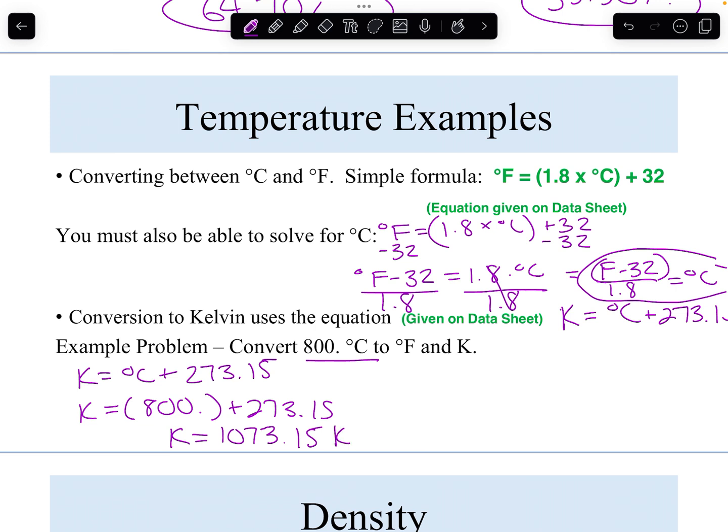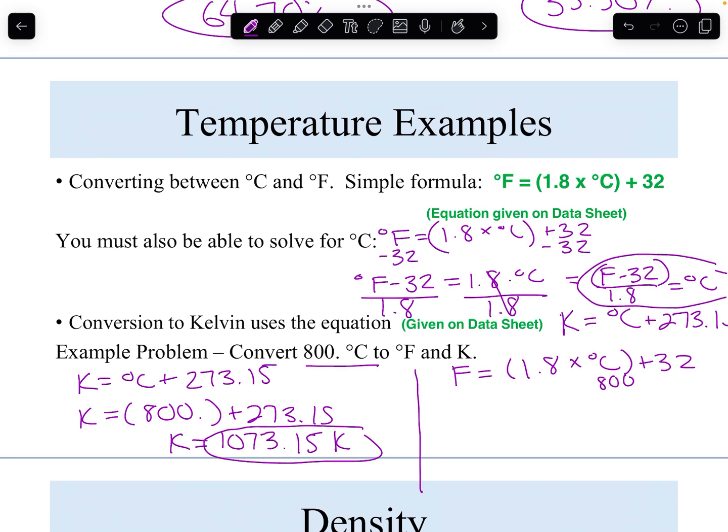So it ends up being 1073.15 Kelvin, okay? And then we're also going to convert this 800 degrees to Fahrenheit, so I'm going to use the equation Fahrenheit equals 1.8 times degrees Celsius plus 32. Then I'm going to plug in the 800 degrees for the Celsius. I'm going to do 1.8 times 800, add 32, and I get 1472 degrees Fahrenheit.